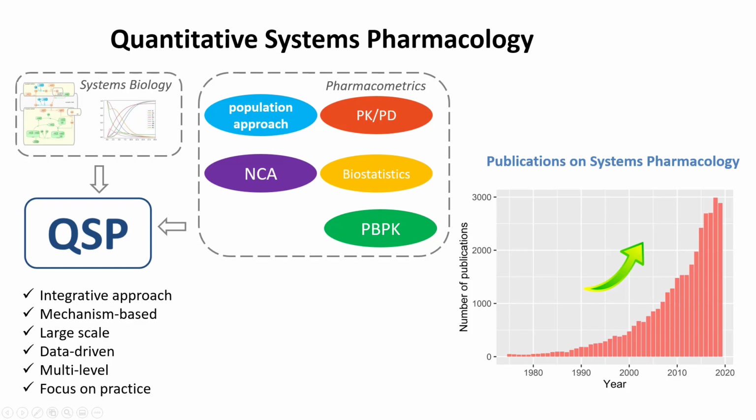QSP combines information from a variety of sources: clinical and preclinical research, as well as in vitro experiments. QSP models typically include hundreds or even thousands of components. Today, systems pharmacology is a part of a research and development strategy in many pharmaceutical companies.